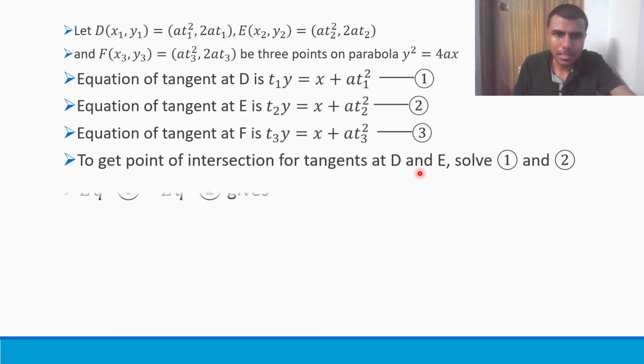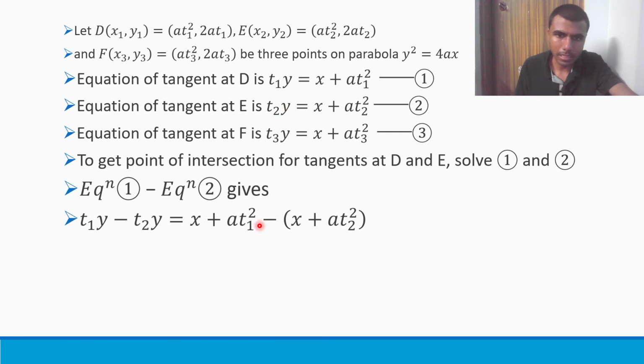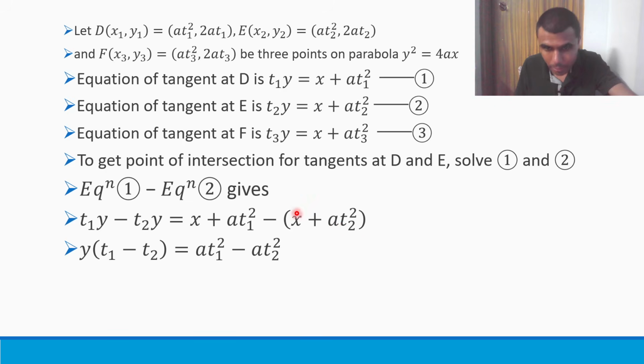Just subtract equation 1 minus equation 2. Now t1y minus t2y is equal to x + at1 square minus of x + at2 square. Like this minus this and this minus this. Simple, right? Now in these two terms, take y common. I get y into t1 minus t2. Here, x plus at1 square minus x minus at2 square, because minus goes to both. x and minus x cancel out, leaving at1 square minus at2 square.